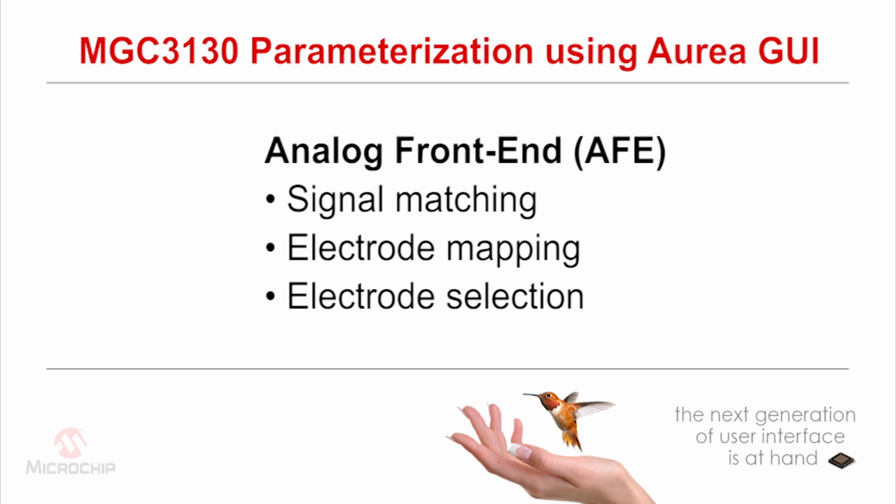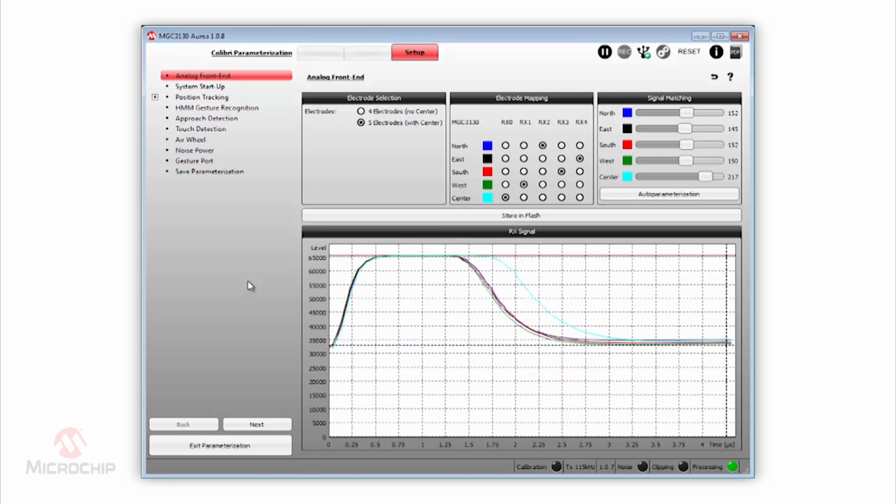To adjust the analog front end, 3 simple steps have to be performed. This includes signal matching, electrode mapping, and electrode selection. The best way is always to start with signal matching.